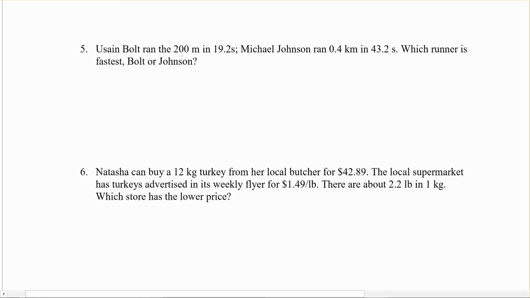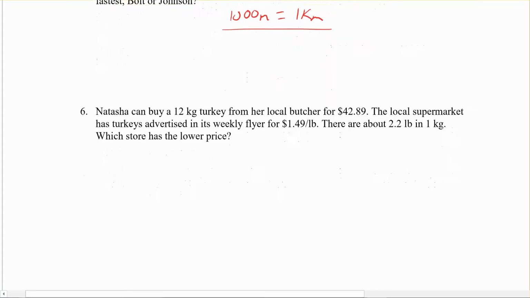Remember for 5 when you go through and do it, you've got something in meters and something in kilometers. I would probably change that to one or the other right off the bat. So either change meters to kilometers or kilometers to meters. And remember that there's 1,000 meters in 1 kilometer. You can also see that on your formula sheet, under unit conversion. Okay, going on down.